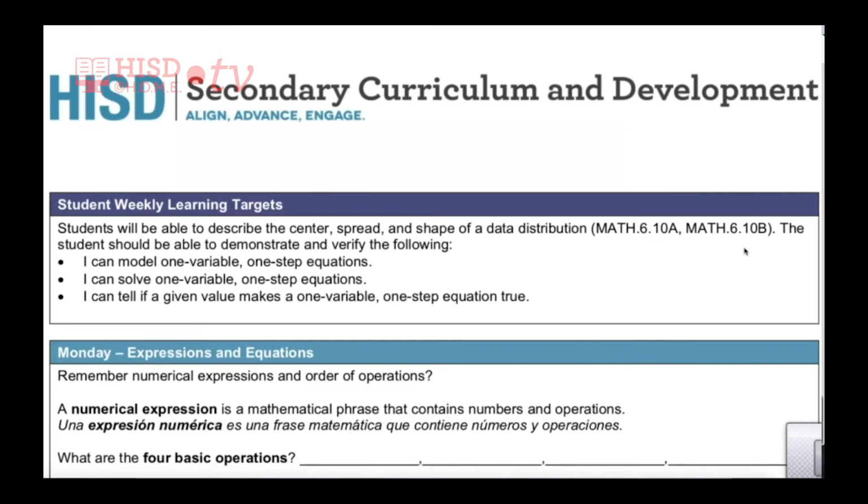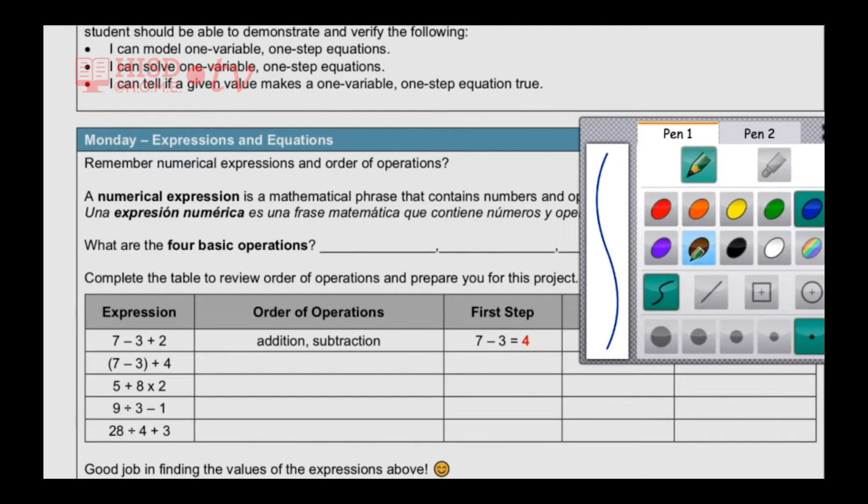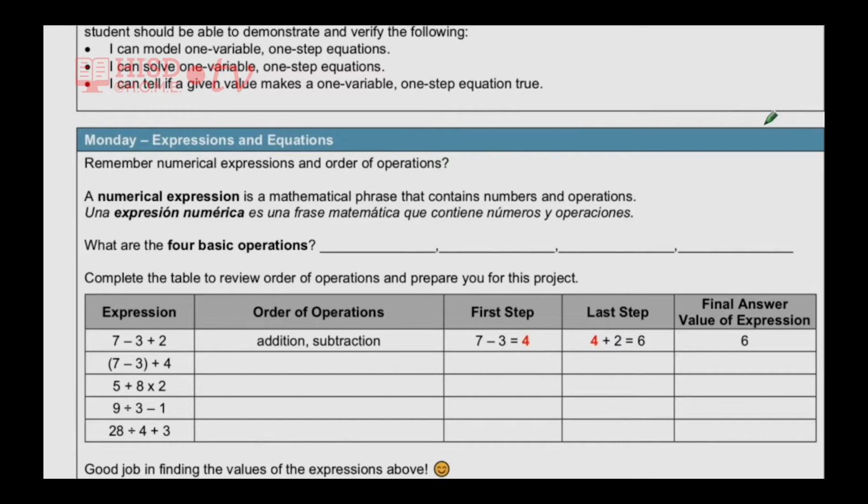All right, so it starts off with the reminder question. Do you guys remember numerical expressions and order of operations? So expressions are actually different from equations. What differentiates an expression and an equation? An expression is a series of numbers with operations, but it has no equal sign. An equation has an equal sign, because it's part of the word. That's the only thing that differentiates an expression from an equation. The equation has an equal sign and an expression doesn't.